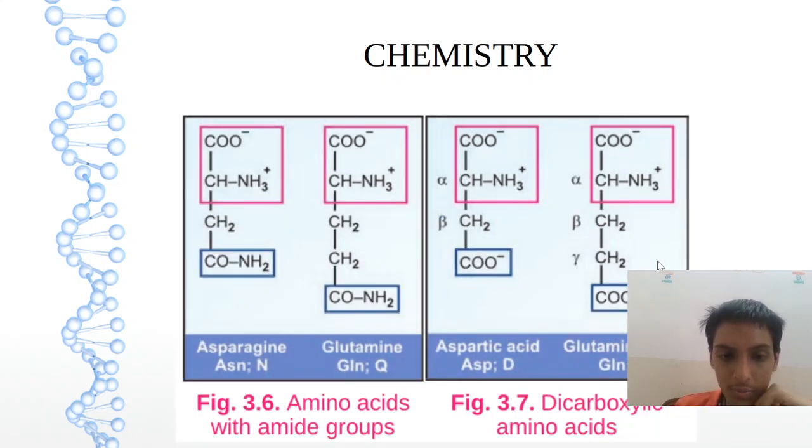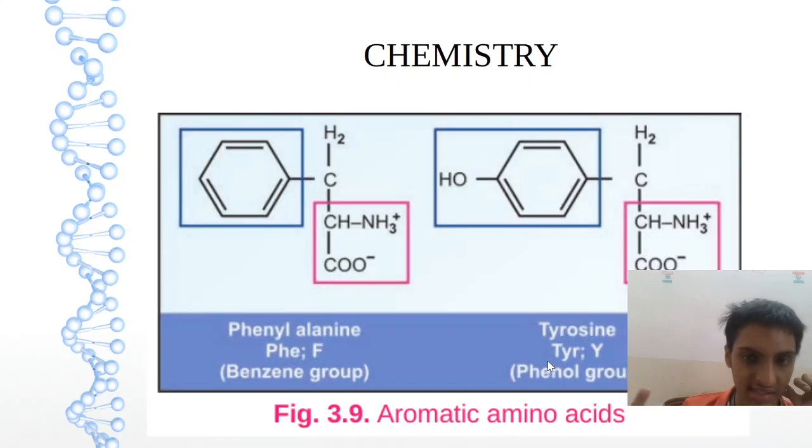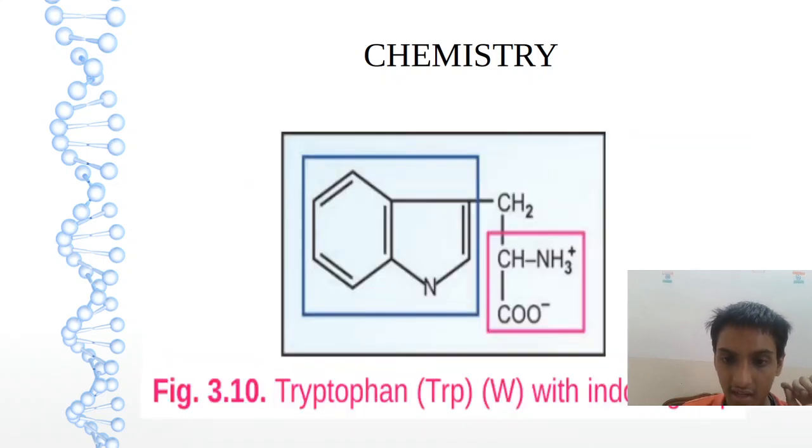And with amide groups, asparagine and glutamine. Dicarboxylic acids, aspartic and glutamic acid. The dibasic ones, arginine and lysine. Okay, even histidine also there. And now aromatic, phenylalanine, tyrosine and tryptophan also you are seeing with the indole ring.